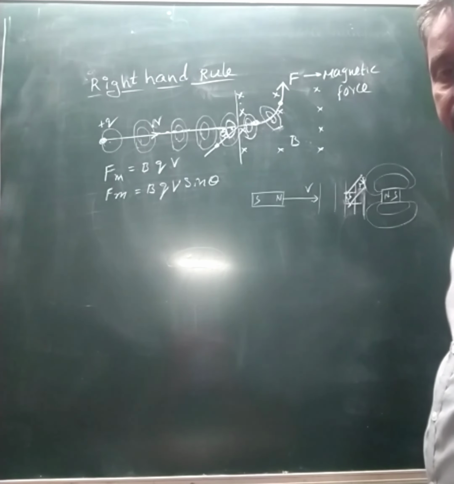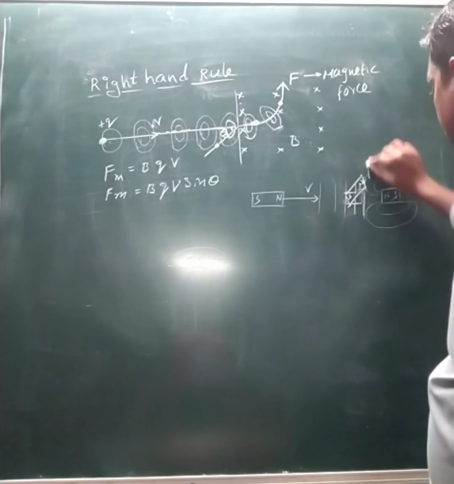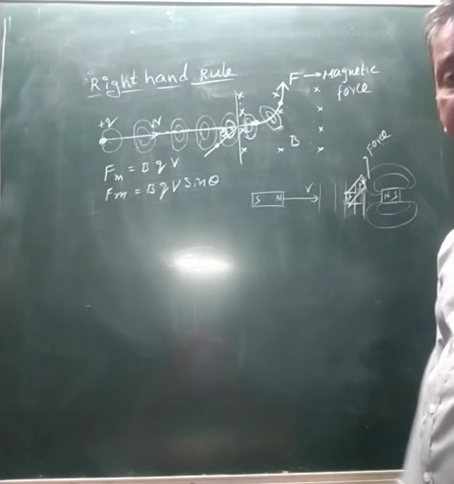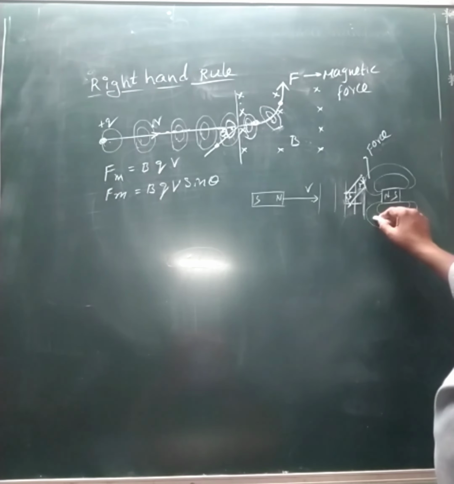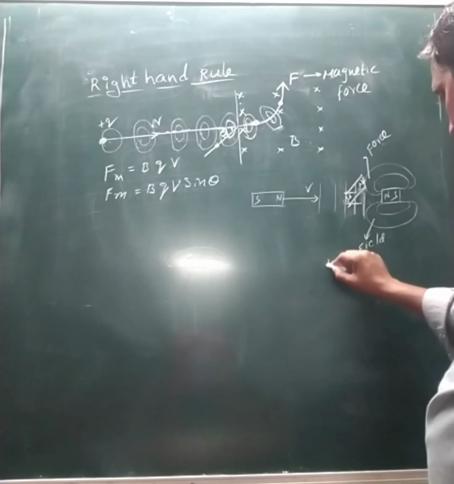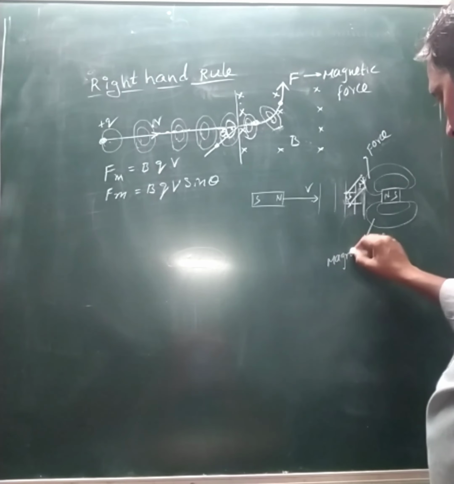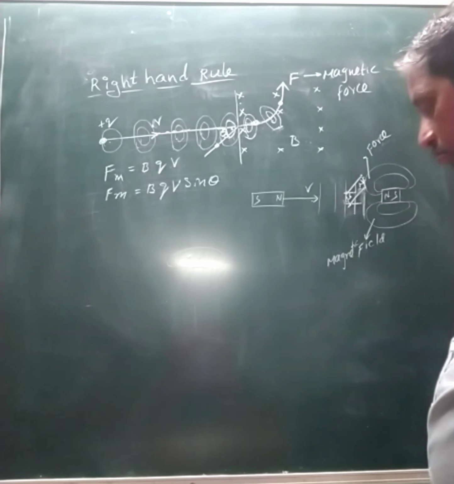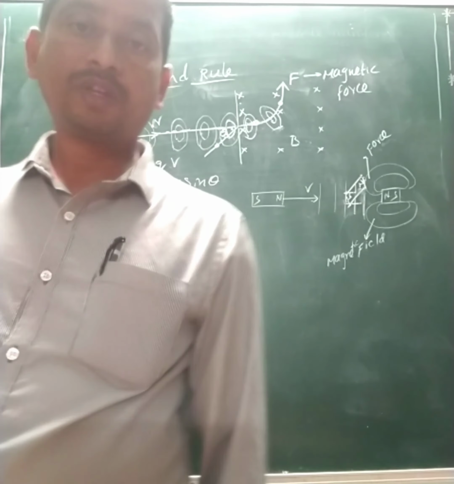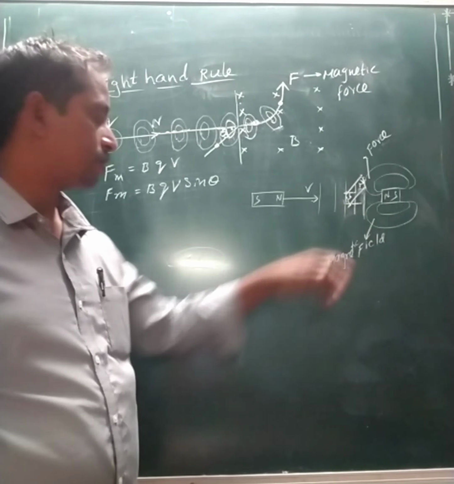Why does the direction change? It means a force is acting. What force is acting? Magnetic force is acting. Why magnetic force? Because field lines are there, magnetic field lines. Magnetic field lines are there, which means magnetic force. So here a magnetic force is acting.